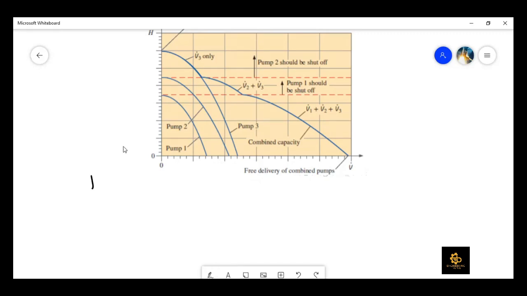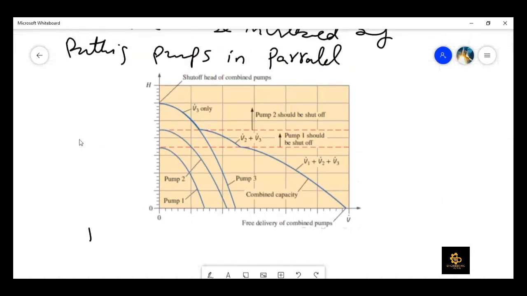And now if I show you what it means, if we are operating this system at a head requirement which is less than this, first let me highlight this maybe. If the head requirement of this pumping system is less than this green line, right, then it means that all the pumps are adding volume flow rate, right? It is V1 plus V2 plus V3.